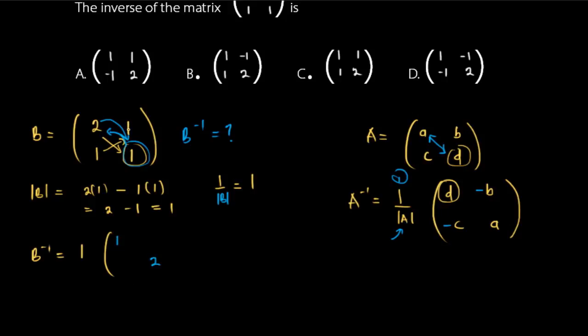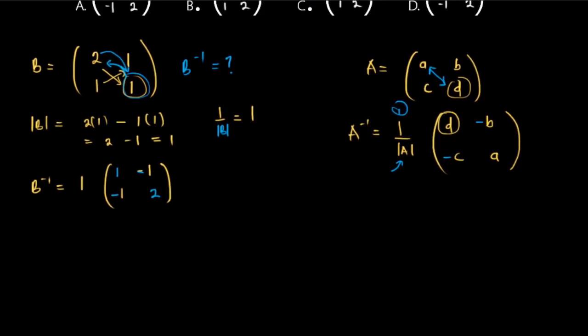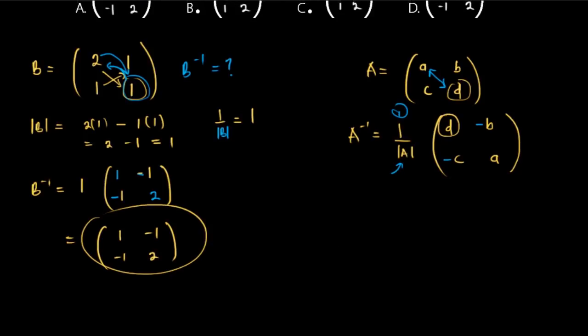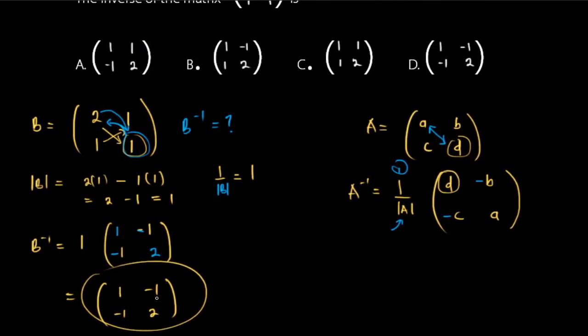Then we said the entries you have here, you leave them the way they are, that is, this becomes 1 and this is 1. The only difference is that this time they have a negation symbol, a negation here and a negation here. So this is just the inverse of the matrix. 1 times anything is still the same thing, so your inverse is just 1, negative 1, negative 1 and 2. So let's see our options: 1, negative 1, negative 1, 2. So this is our solution.